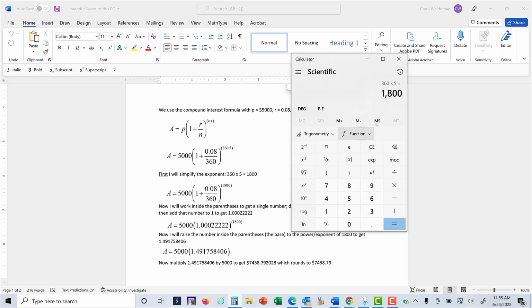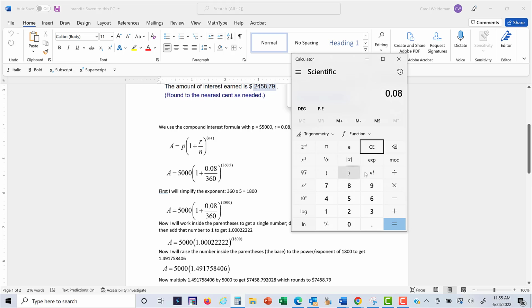So the next thing I'm going to do, inside the parentheses, I'm going to take the 0.08 and I'm going to divide. From this point now, I can do the whole rest of the problem without writing anything down. So once I get the exponent simplified, the next steps I'm going to continue all the way through on my calculator. So there shouldn't be any rounding off in the middle.